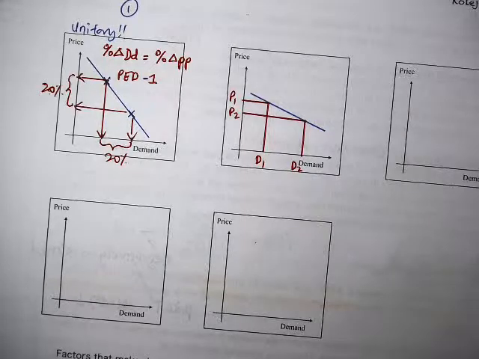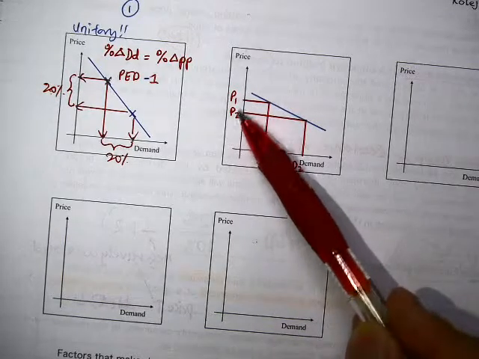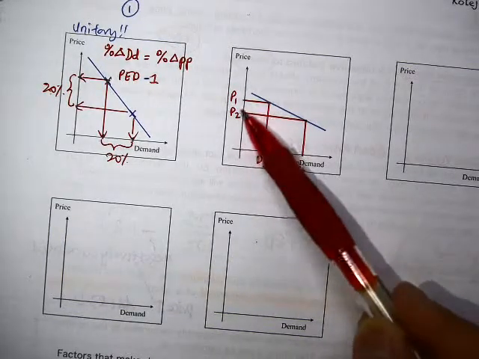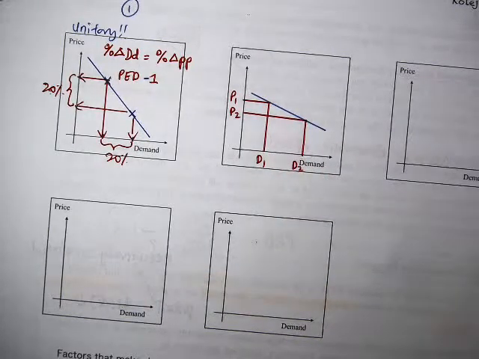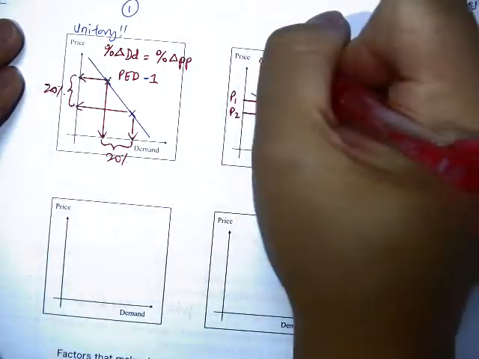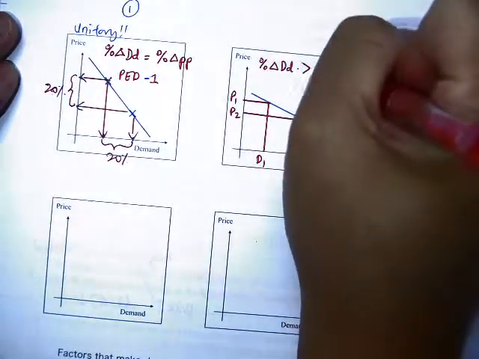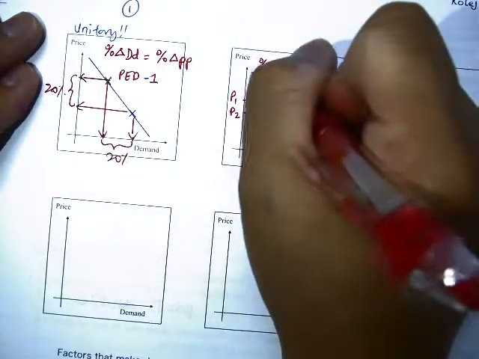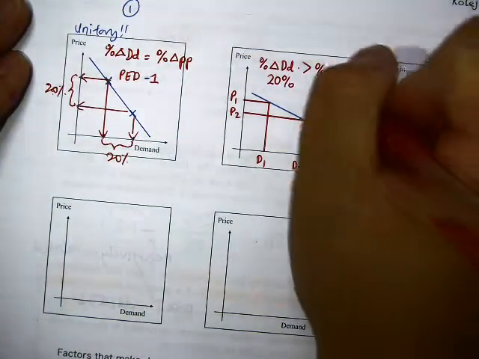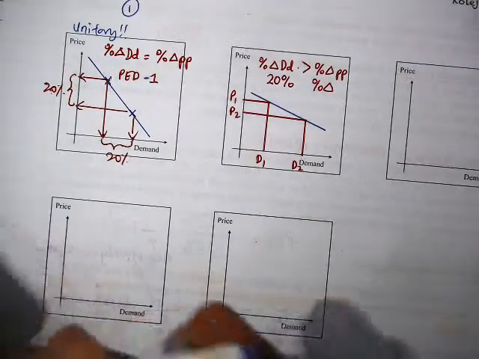Okay? So you notice now that the change in the price is much smaller than the change in the demand. I mean, you can see from the size. The change in demand is big, the change in price is small. So if you have a situation where the change in demand is bigger than the change in the price. Example, let's say my demand changed by 20% when the price changed by 10.